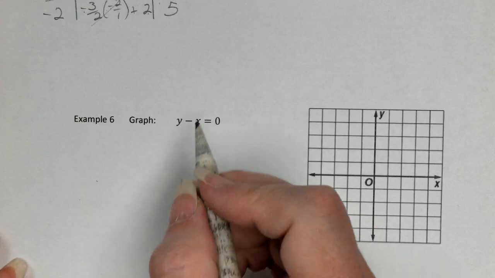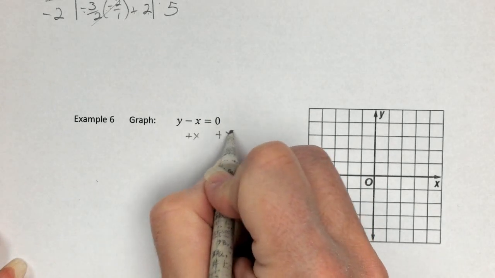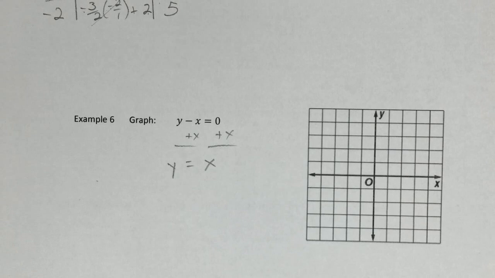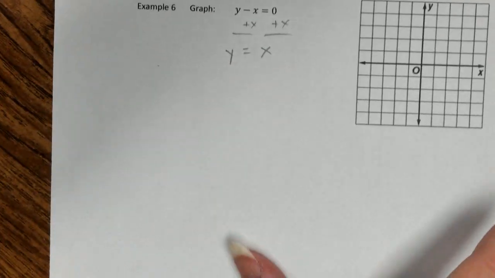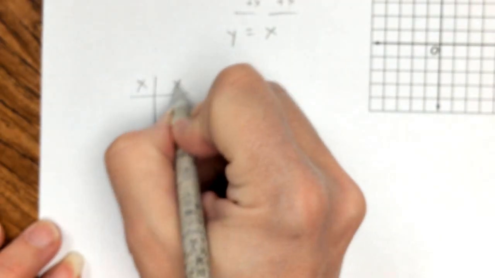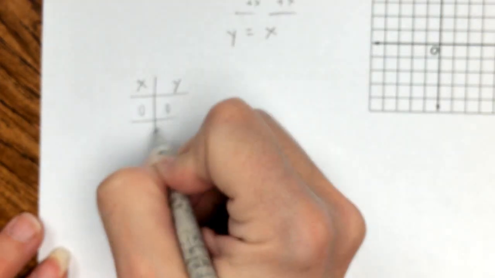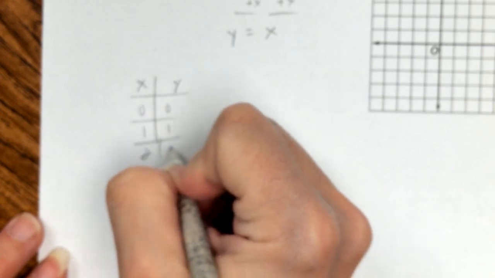We need the y by itself, so we'll add x to both sides. That's interesting. Y just equals x. So no matter what number I pick for x, y will be the same thing. So I will just do a t-chart for this one, because this is very simple. Okay, so if x is 0, y is 0. If x is 1, y is 1. If x is 2, y is 2.